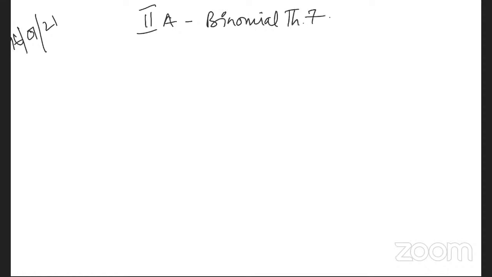So today, in the last class, we have proved some identities, and today it is the 7th class, binomial theorem. In this 7th class, we shall prove some more problems based on the identities of the coefficients.